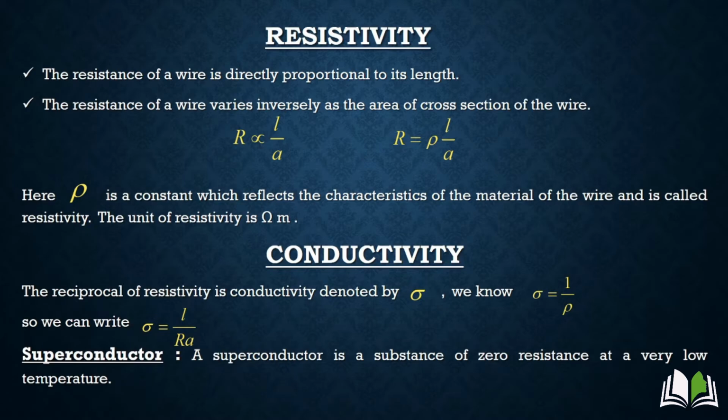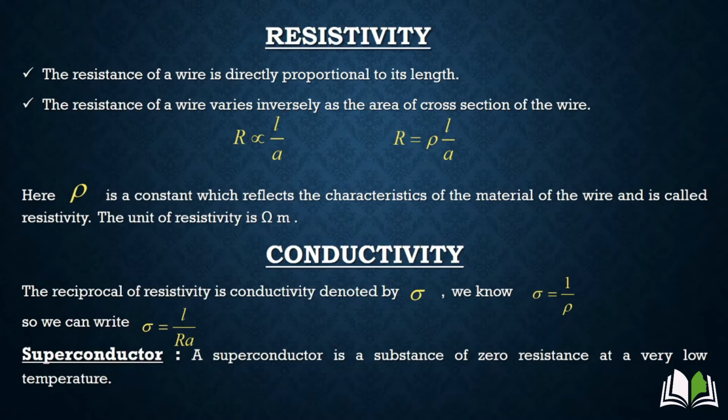So as we have seen earlier, depending upon the temperature of the conductor, the resistance is directly proportional to the length of the conductor and inversely proportional to the area of cross section of the conductor. So R is proportional to L and R is inversely proportional to A. Combining these two, we get R proportional to L by A. If we introduce a proportionality constant here, that is rho, then R is equal to rho into L by A.